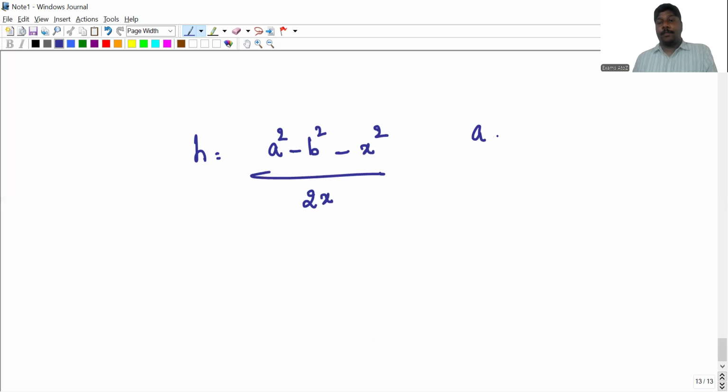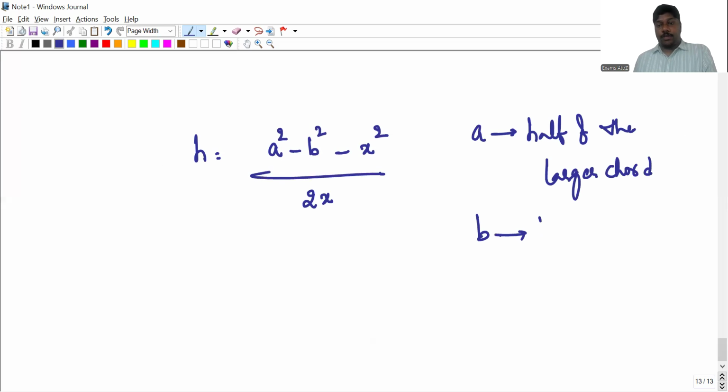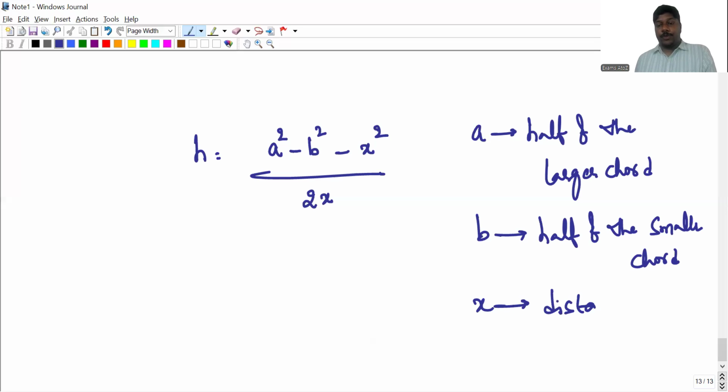What is a? Half of the larger chord. What is b? Half of the smaller chord. And x is the distance between the chords. So half of the larger chord, half of the smaller chord, and the distance between the chords.